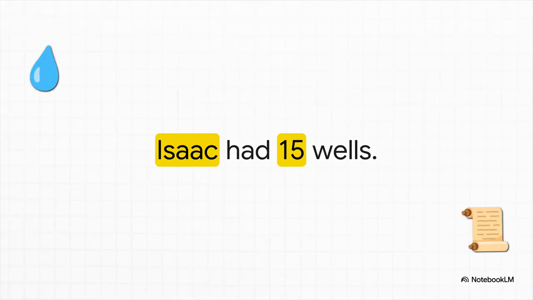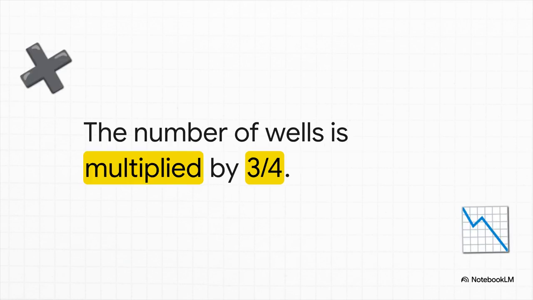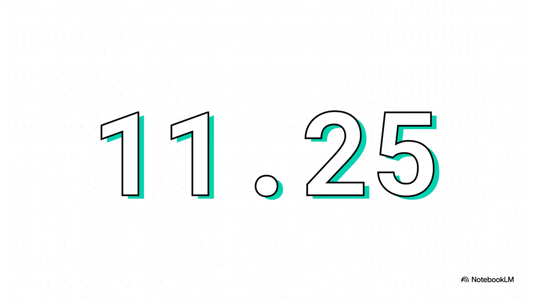All right, next example. Now we're talking about Isaac, and he's got 15 wells. Again, a nice clear starting number. And this time, we're going to multiply that by 3/4. And look at that, once again, the number gets smaller: 11.25. So yeah, another weird decimal for a well, but the key takeaway is the same. The number of wells decreased. You see what's happening here? This lesson is trying to make math feel less like, well, math, and more like a story you already know.